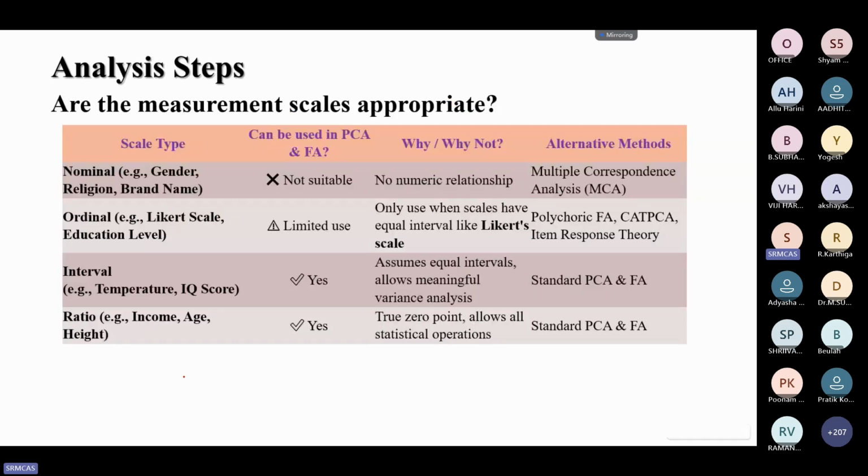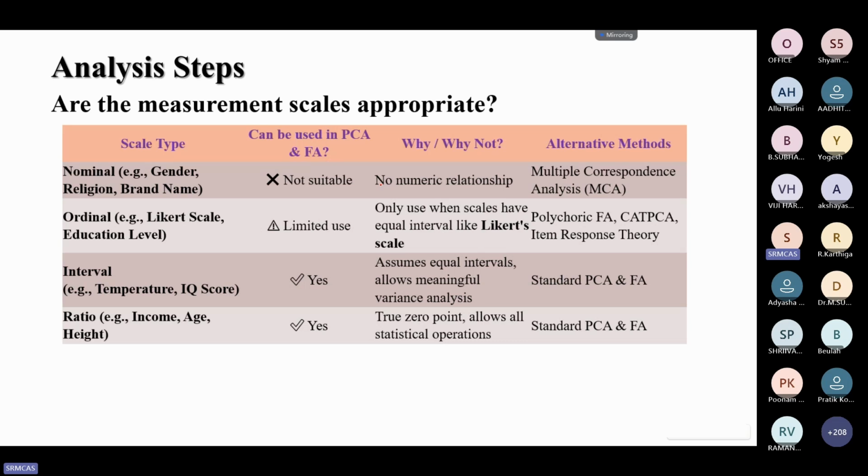Okay, so among these four, first we will check whether the measurement scales are appropriate. We have the nominal, ordinal, and interval and ratio scales. The nominal scales are not at all applicable for factor analysis, because I think you might know the meaning of nominal variables: we cannot do any kind of numeric analysis. We cannot even take averages or estimate average values. Because of this, we cannot use nominal data like gender, religion, brand, region, rural and urban.